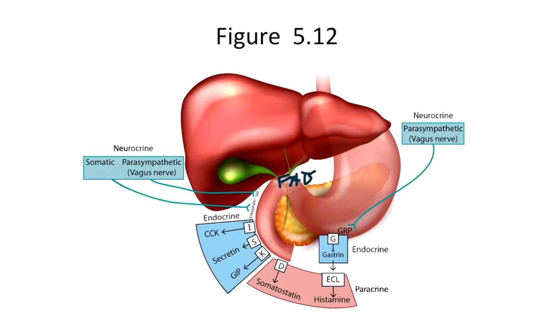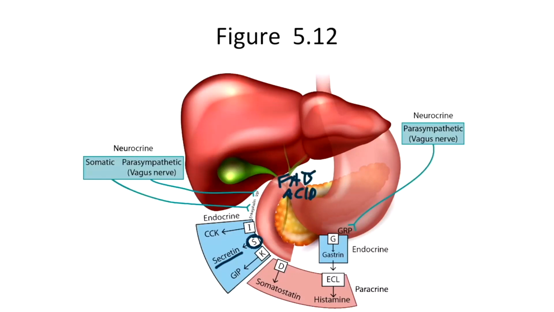When fats or acid enter the lumen, the S cells will release secretin. Secretin will then travel through the blood and act to decrease the acidity of the chyme so the pancreatic enzymes can function better. And just understand that excess acidity is harmful to the enzymes that the pancreas releases.